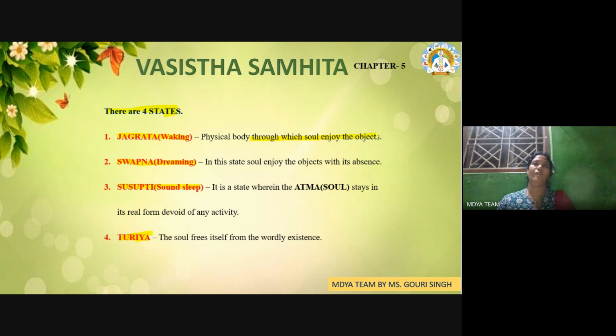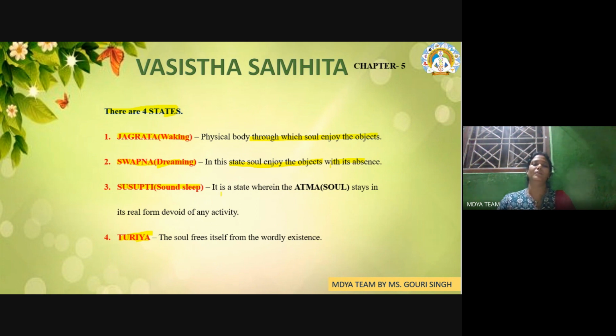Jagrata means when you are awake. In the waking state, when you eat that sweet, you feel that sweetness, you feel happiness in your mind, you feel the sweetness on your tongue, and little by little it will be good for your stomach. That happiness, that sweetness, you feel in the Jagrat, the waking state. But what is happening in the Swapna? You are dreaming, the state where the soul enjoys the objects in their absence. In the dream state, if you are dreaming about a sweet and eat that sweet and enjoy it, the object is absent, but you are still enjoying it. That is the Swapna state, where the object is absent, but you enjoy that object in the dreaming state.